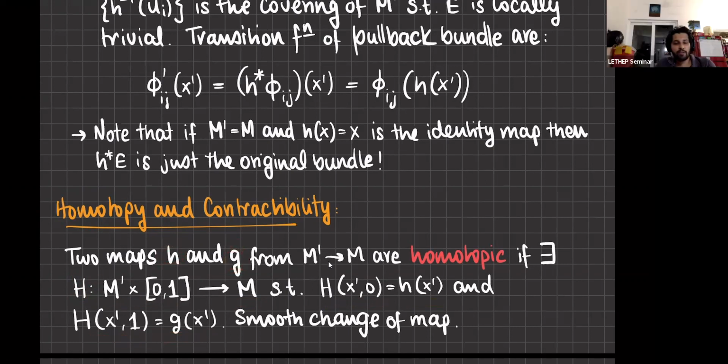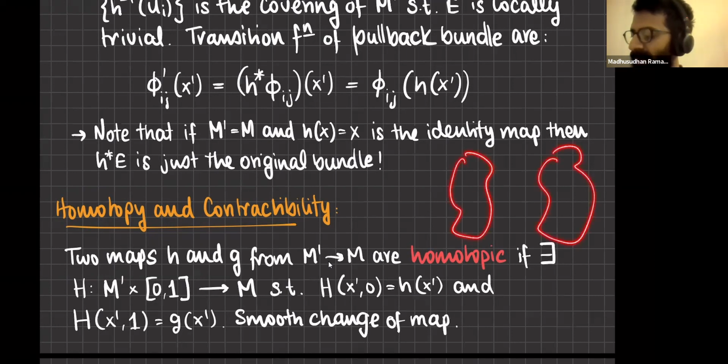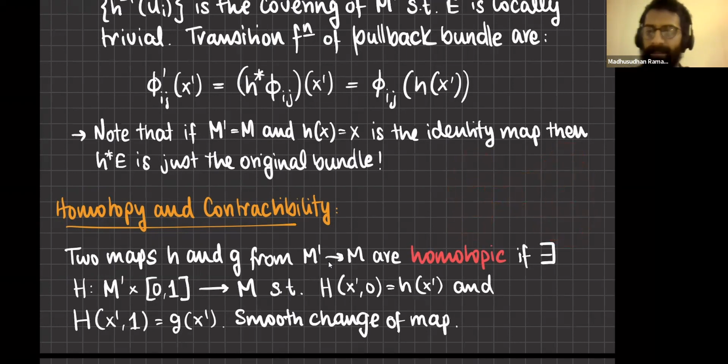You also need capital H to be smooth, right? Yeah, I would think so. That is also part of the definition. So this is the context in which I would say that two maps are homotopic, when you can smoothly deform one to the other. So if I have two spaces and I have two maps, is there some parameter along which I can smoothly go from one to the other?